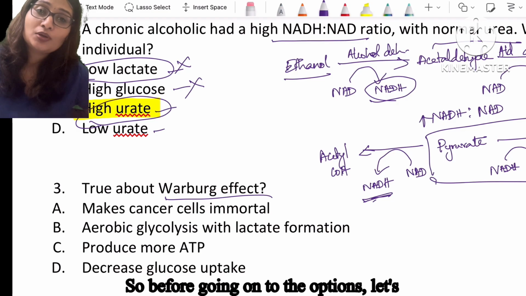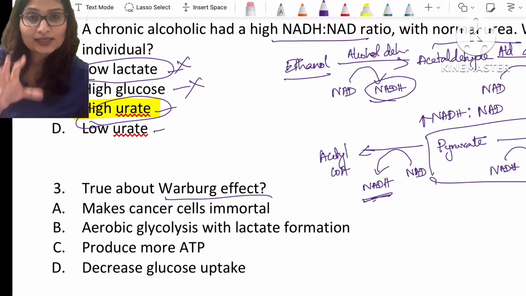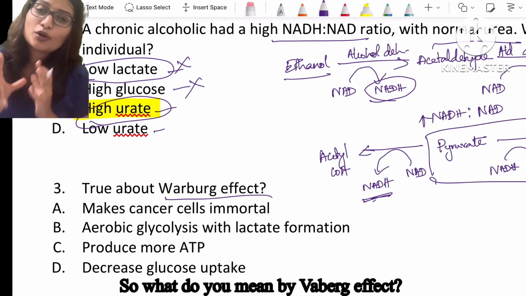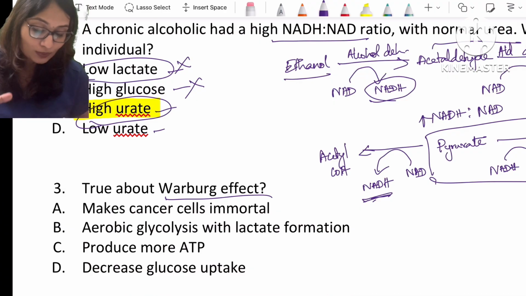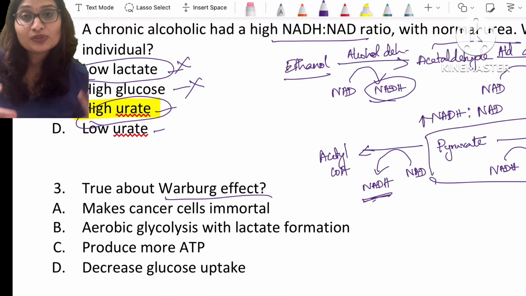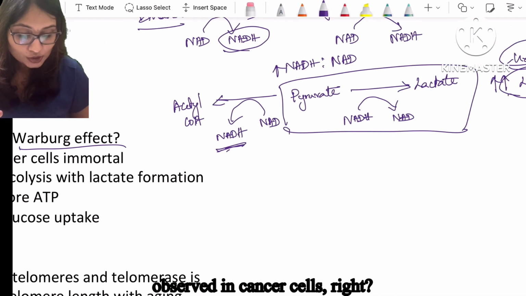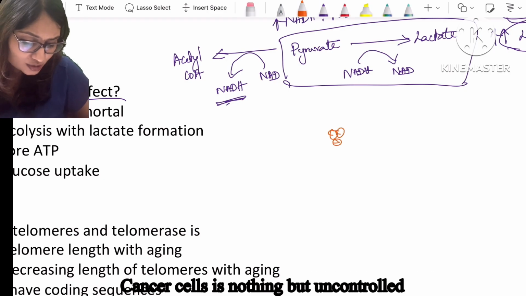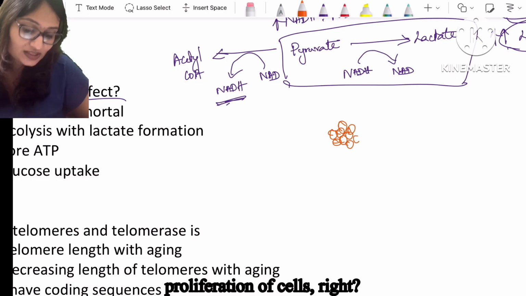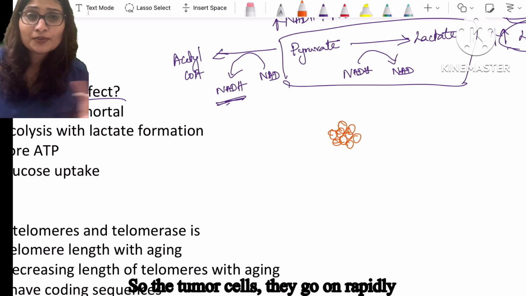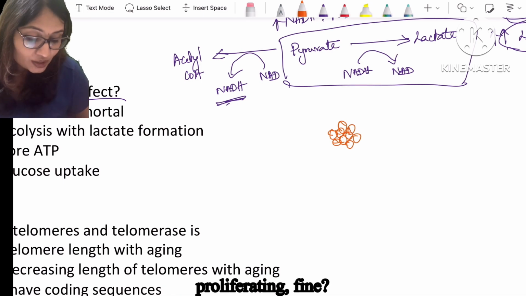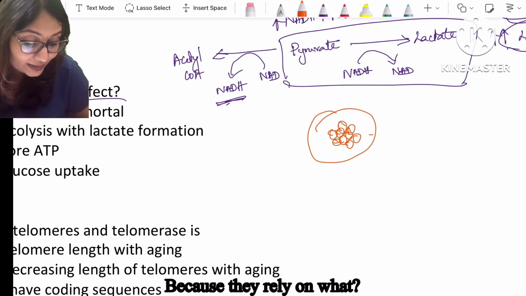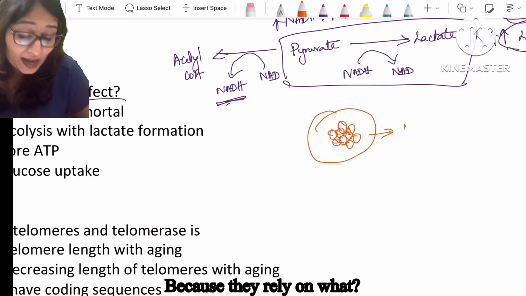Before going on to the options, let's discuss something about Warburg effect. So what do you mean by Warburg effect? Warburg effect is something which is observed in cancer cells, right? What do you mean by cancer cells? Cancer cells are nothing but uncontrolled proliferation of cells, right? So the tumor cells go on rapidly proliferating. Fine, so these tumor cells, they rely on what?